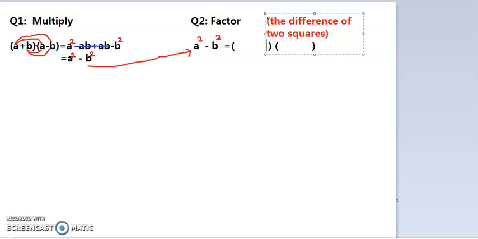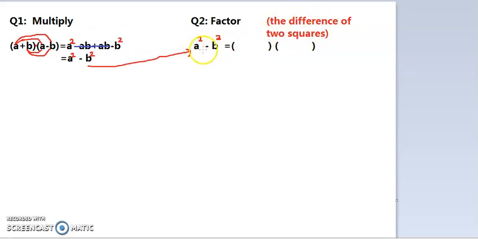It comes from the multiplication, the answer here. As you can see, after we multiply a plus b and a minus b, we got exactly the difference, because minus means difference. There's a minus here, and we got a squared and b squared, which is exactly two squares. That's why we call this type the difference of two squares.